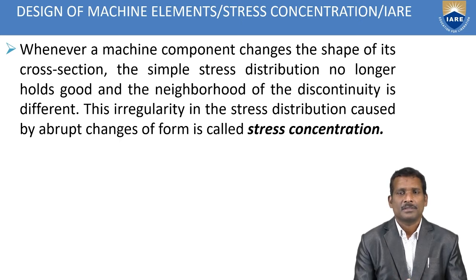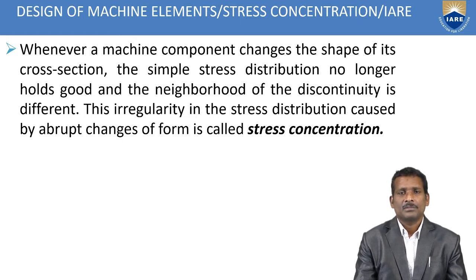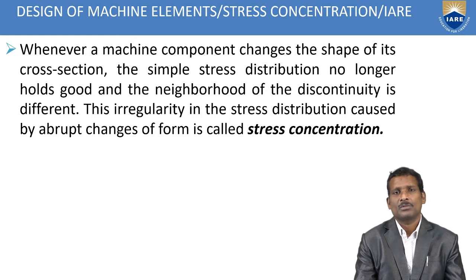of its cross section. That means it suddenly changes its shape. For example, from a uniform cross section to some other cross section, some irregular cross section, or any other squared cross section. Whenever it changes its shape or cross section, then the simple stress distribution lines are disturbed. So it means the stress distribution no longer holds good.